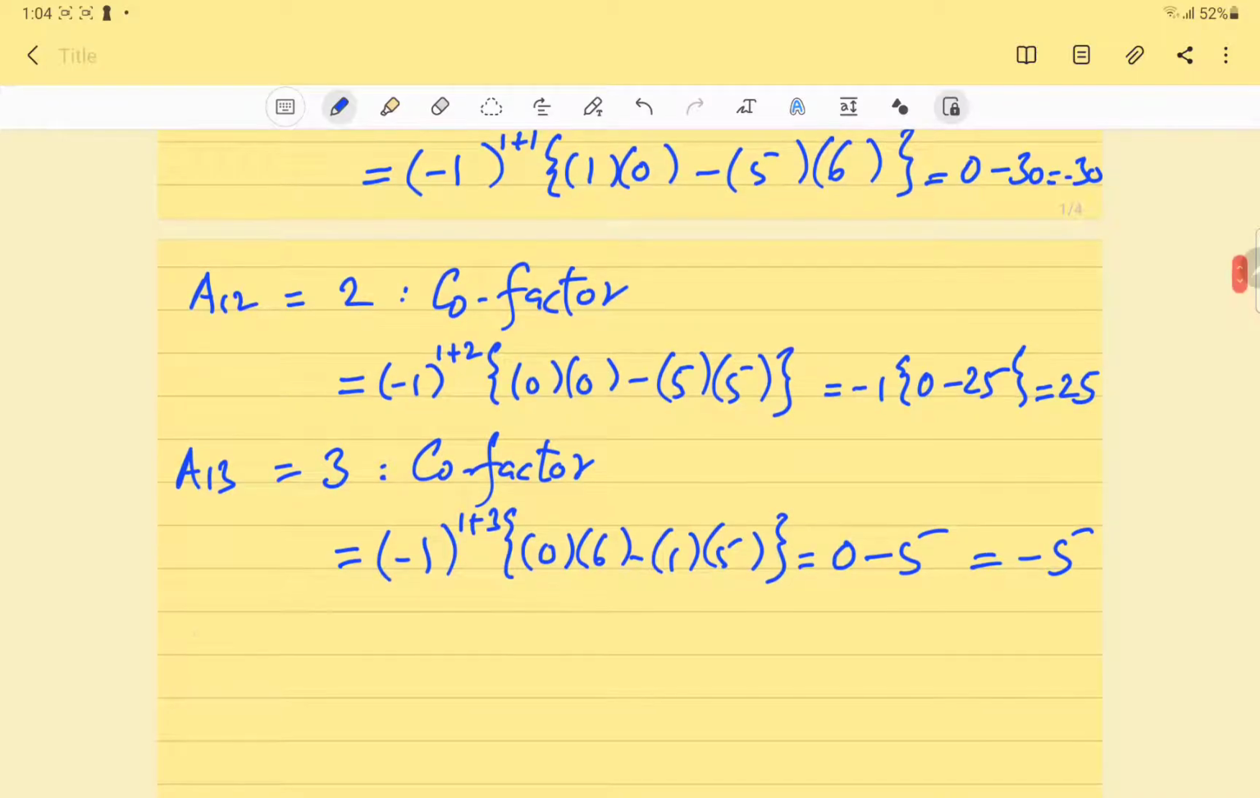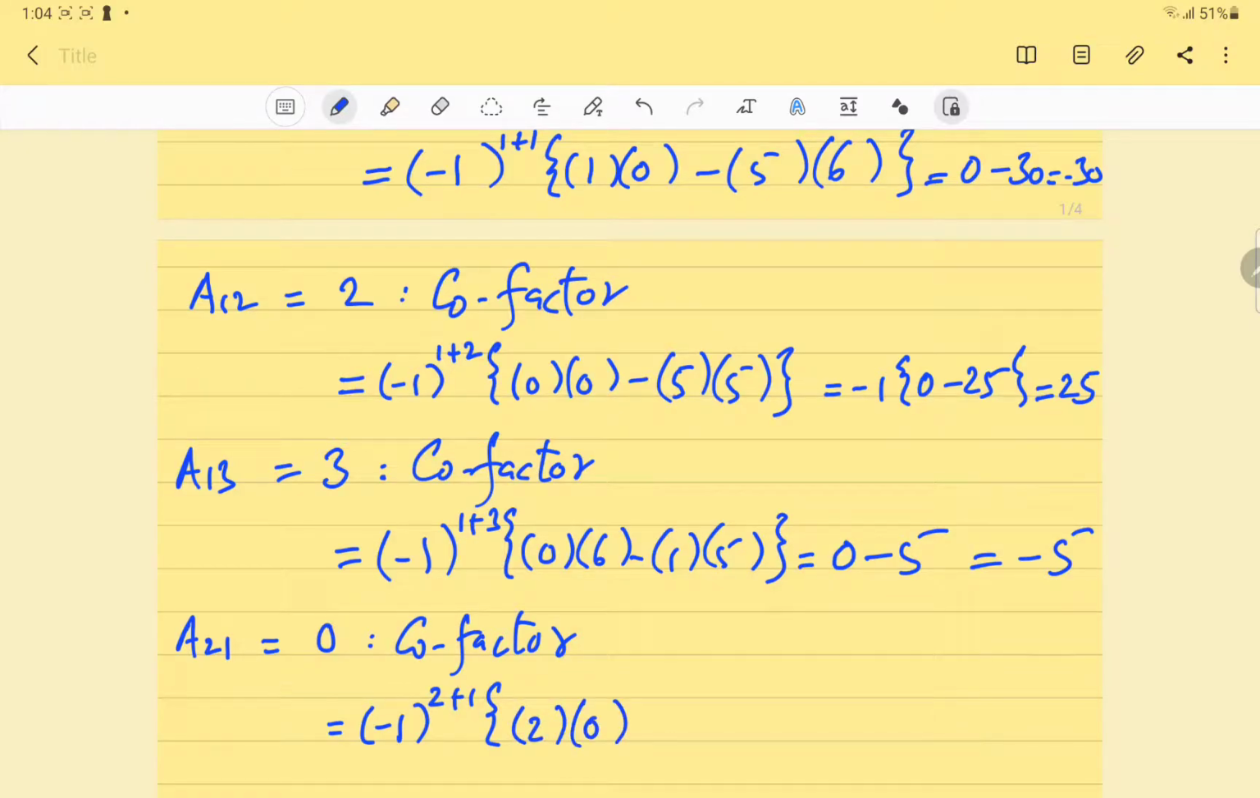Now we go to a21, which is equal to 0. So the cofactor is equal to minus 1 raised to power 2 plus 1 into 2 into 0 minus 3 into 6. Let's solve it. Minus 1 raised to power 3 is minus 1 into 0 minus 18. Minus 18 multiplied by minus 1 is plus 18.